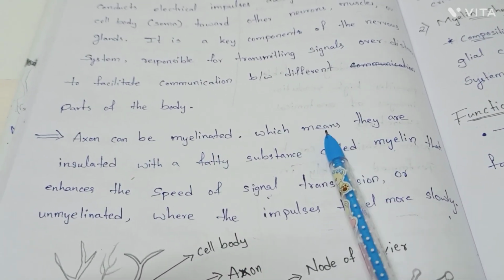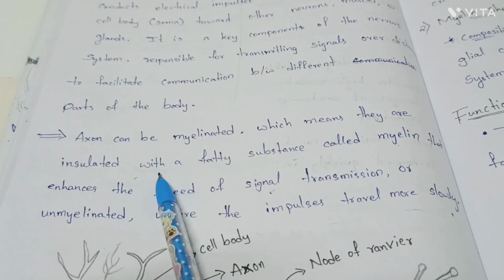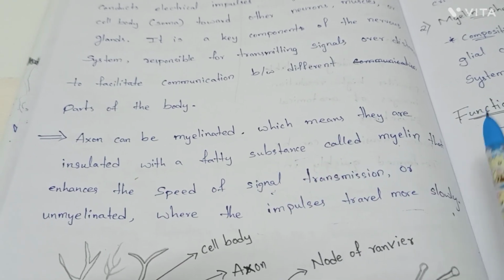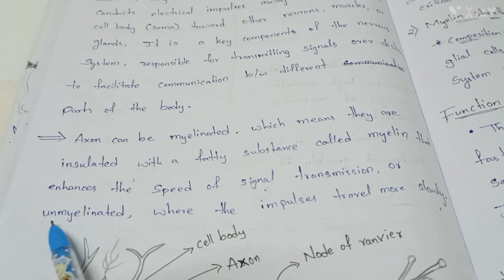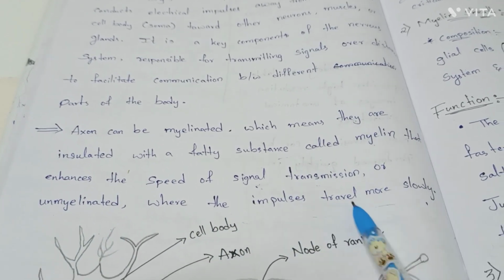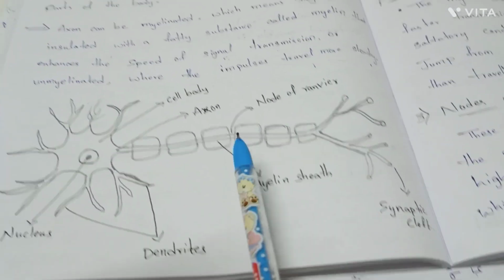Axons can be myelinated, which means they are insulated with a fatty substance called myelin that enhances the speed of the signal transmission, or unmyelinated, where the impulses travel more slowly.